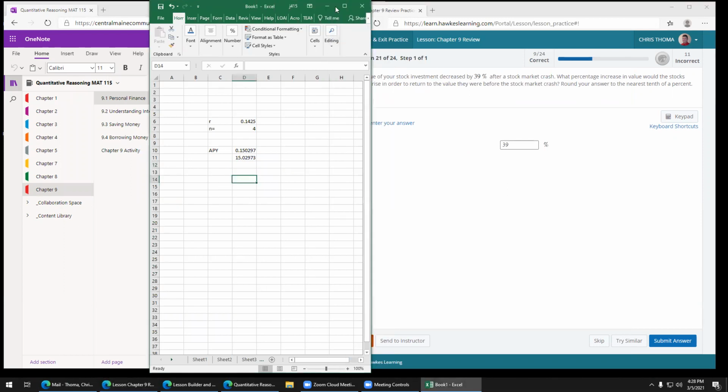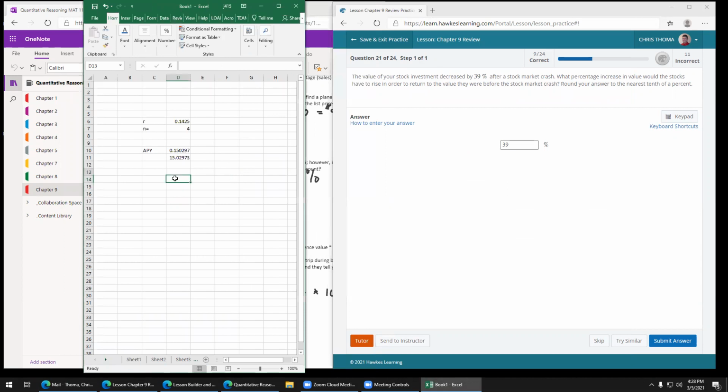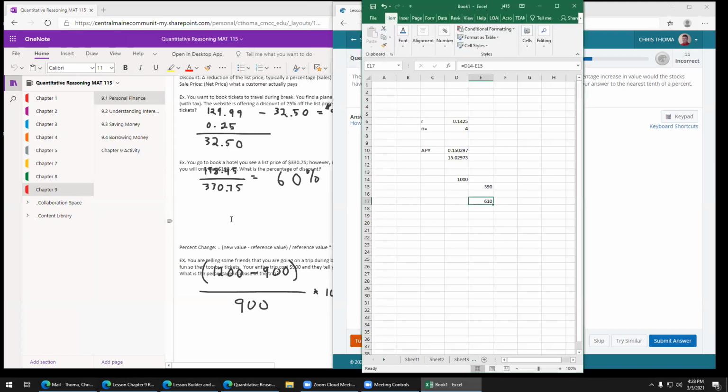So we need a starting point. So let's say our stocks were originally $1,000, right? And then the value of our stock decreased by 39%. So again, if I take 1,000 and multiply that by 0.39, it was a $390 drop, right? So if we take this number minus the 390, that gives us 610. So now we have the values that we need. So our new value is 610.